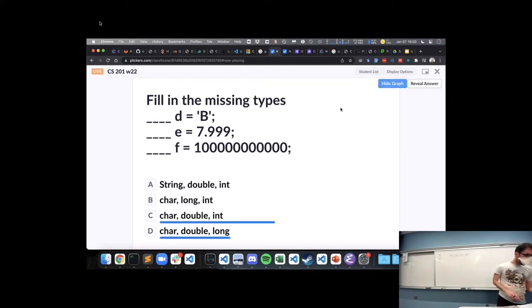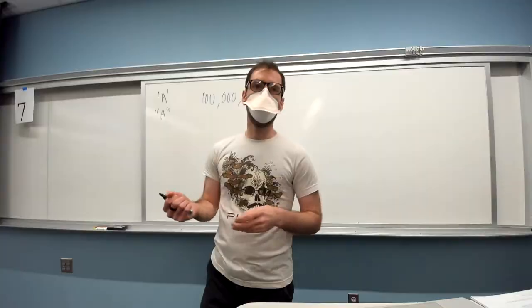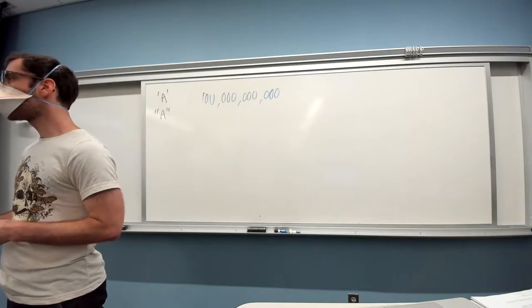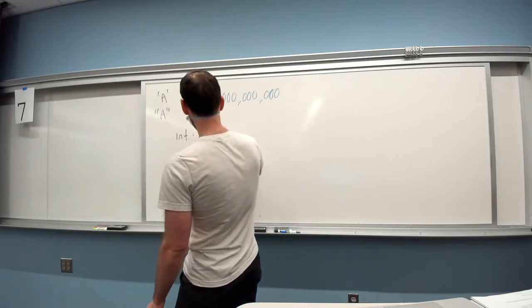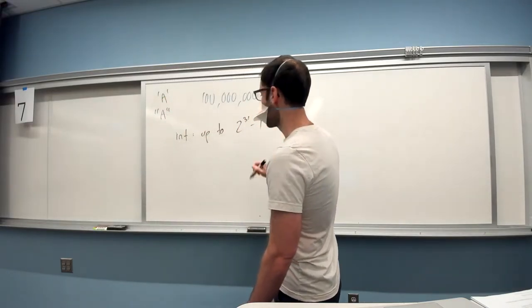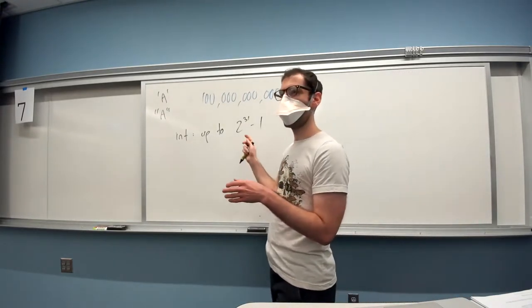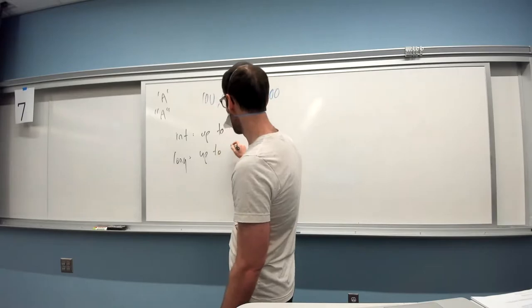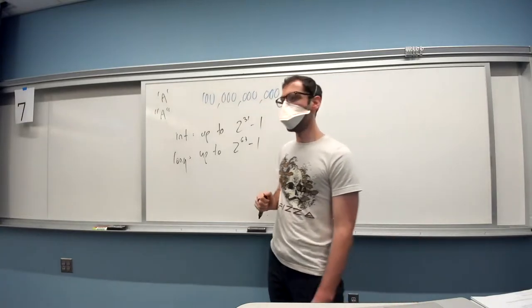All right, still majority on C, but in fact, we'll have to use a long. Does anyone remember what the difference between int and long is? Yeah? So an int can only hold up to a maximum size for a fraction. Yeah, an int uses less data and has a maximum value that's much smaller than a long.